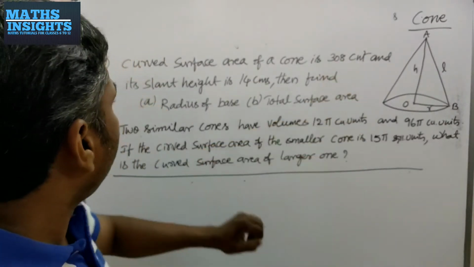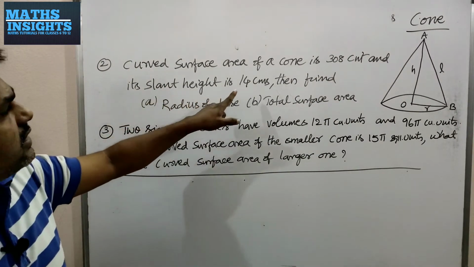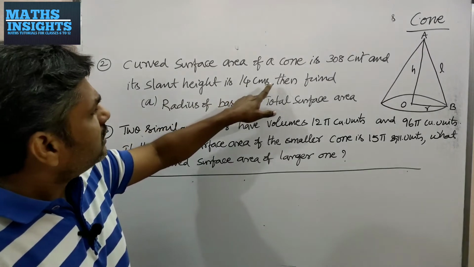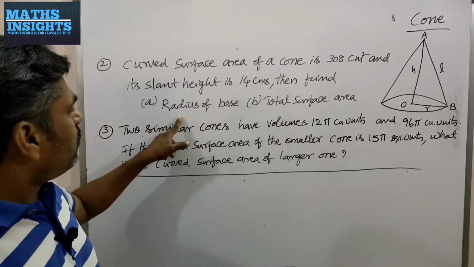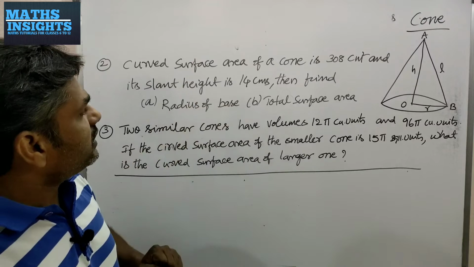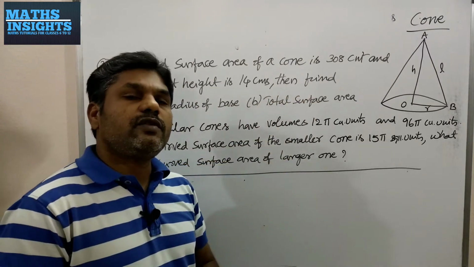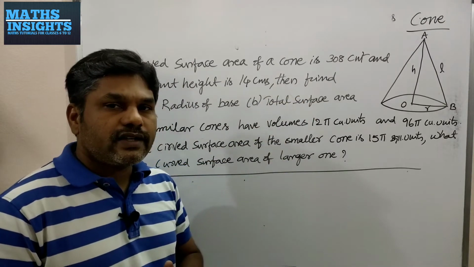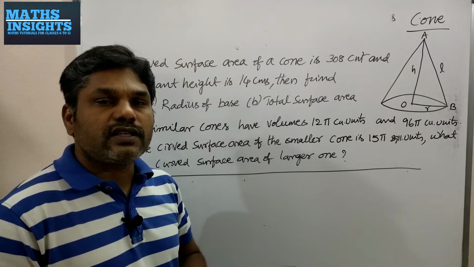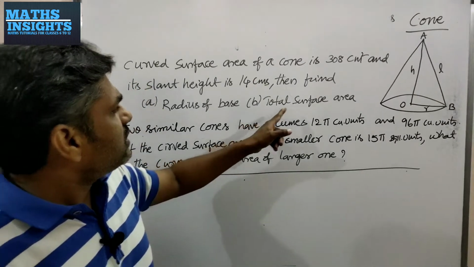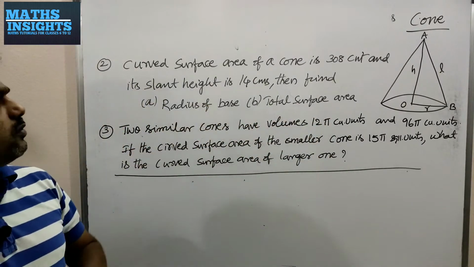Coming to the second question, curved surface area of a cone is 308 centimeter square and its slant height is 14 centimeter. Then they are asking two quantities, that is radius of the base and total surface area. If we calculate radius, then it will become very easy to calculate total surface area.